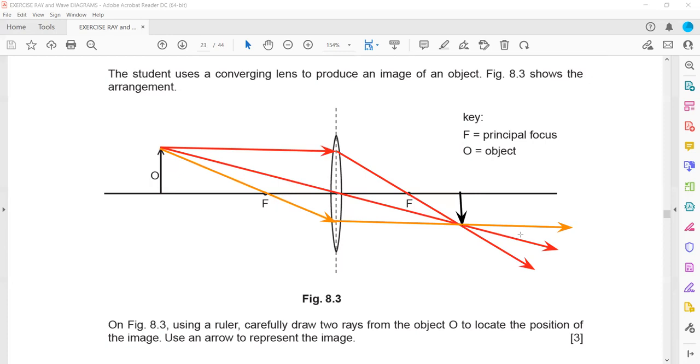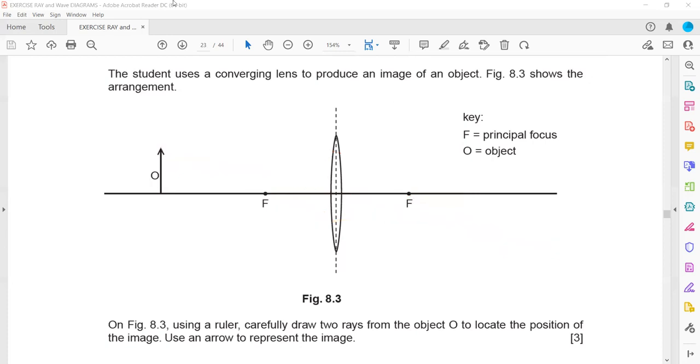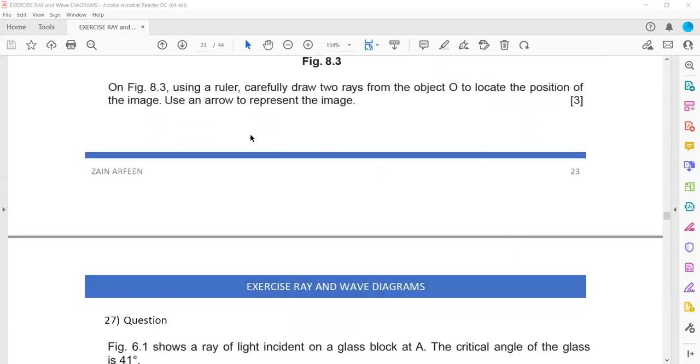But we need only two of them to draw the image formed by this convex lens. This image will be a real image. It will be inverted, and according to the size, it is small compared to the object.